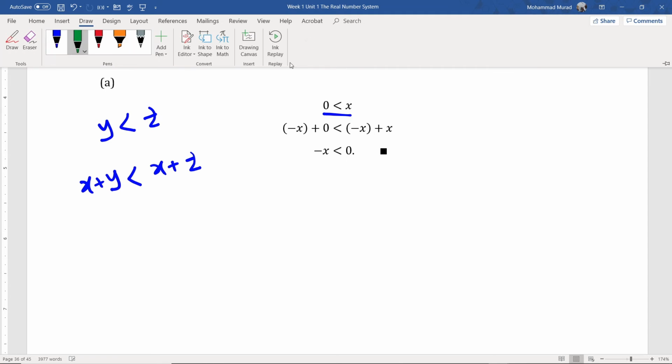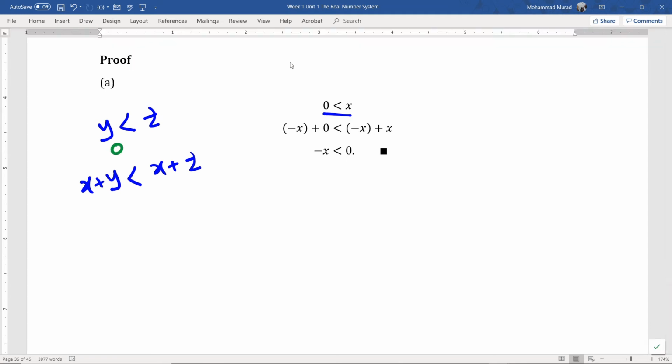By assuming y here is 0 and z here is x, we can add any element to both sides. Namely, we are going to add negative x to both sides of this inequality, assuming that this is y and this is z. So the left hand side gives, by definition of the additive identity element, the element itself plus 0, and the right hand side gives 0 by definition of the additive inverse of an element. So we are done.